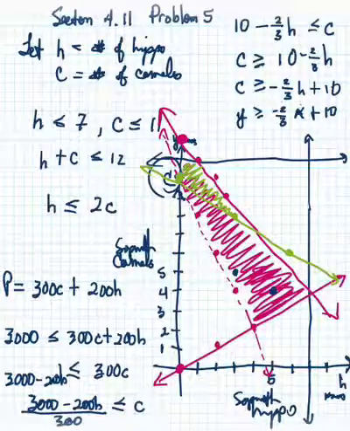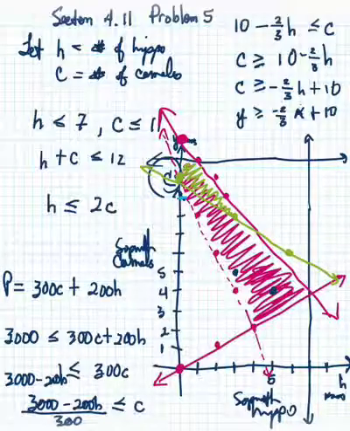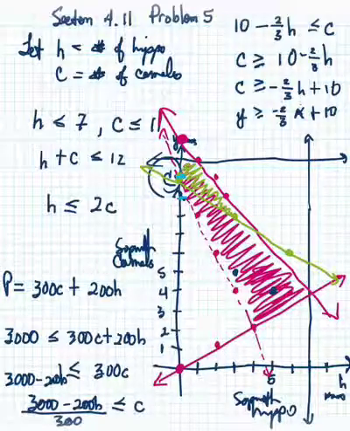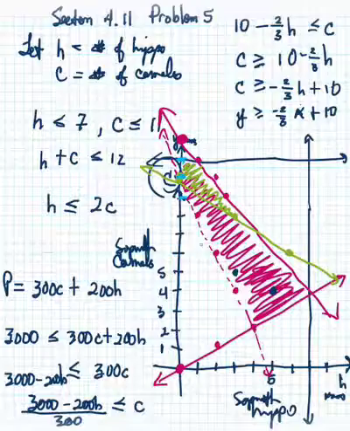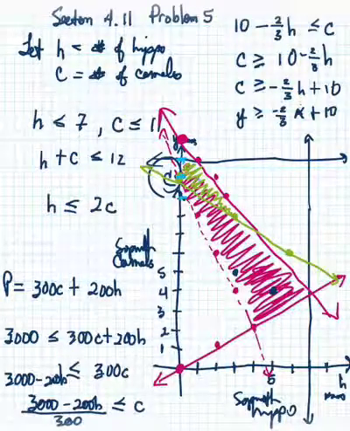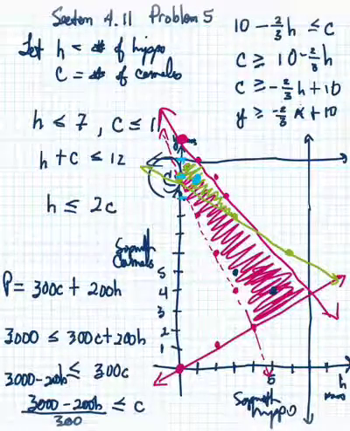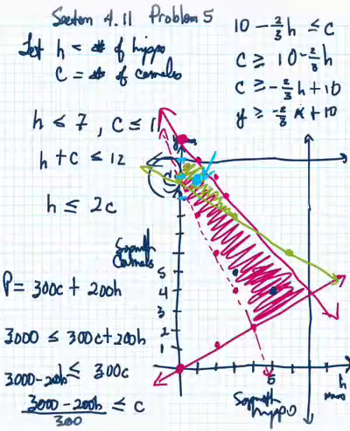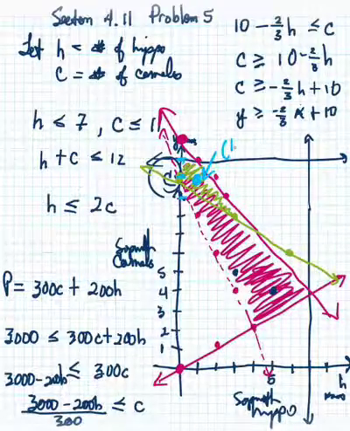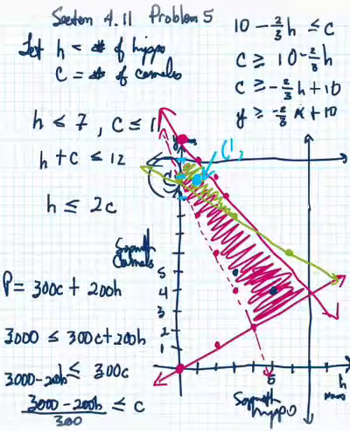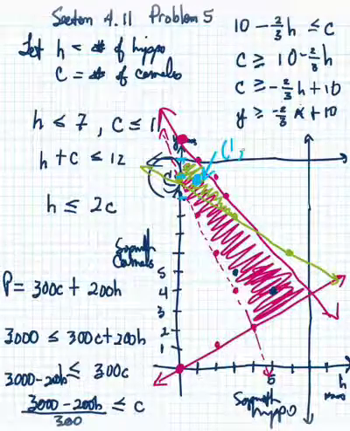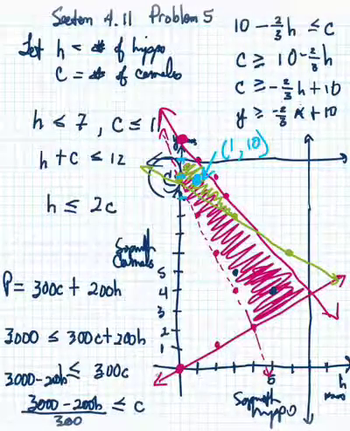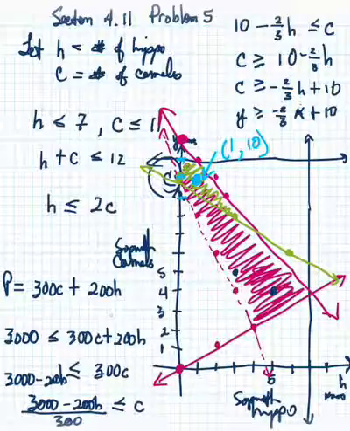Let's see. That's 2, 2, 2. So 1, it looks like it would go right there. That point is in the feasible region, which would be 1 hippo, and it would be 5, 6, 7, 8, 9, 10. Yeah, 1 hippo and 10 camels would work. That's in the feasible region.